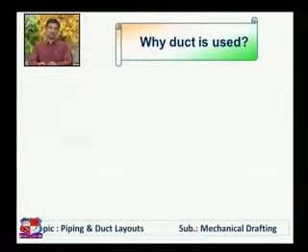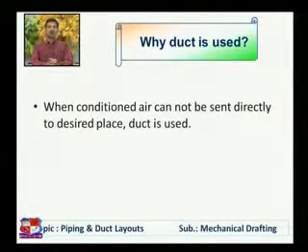Why is duct used? What's the need to use the duct for a particular application? When conditioned air cannot be sent directly to the desired place, duct is used. For example, at this place it is not possible to provide an air conditioner nearby this room, so in this case we provide the duct. The air conditioner is put at a certain distance, and from the air conditioner to this place, duct is used to allow the flow of air from air conditioner to room and room to air conditioner.